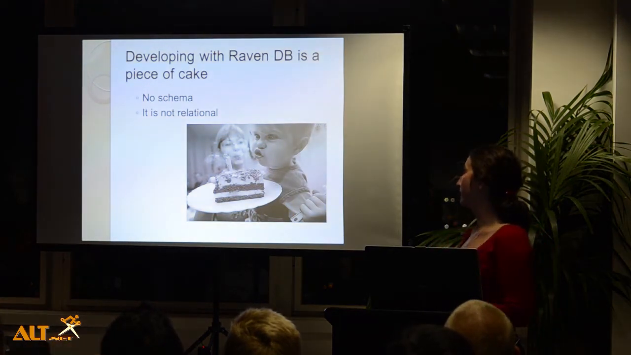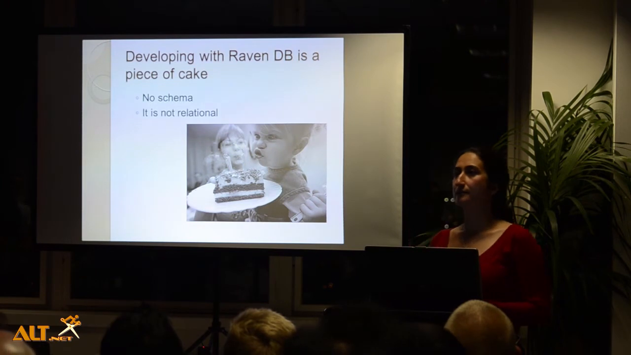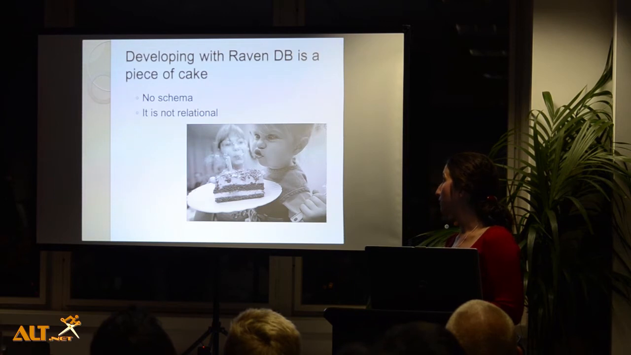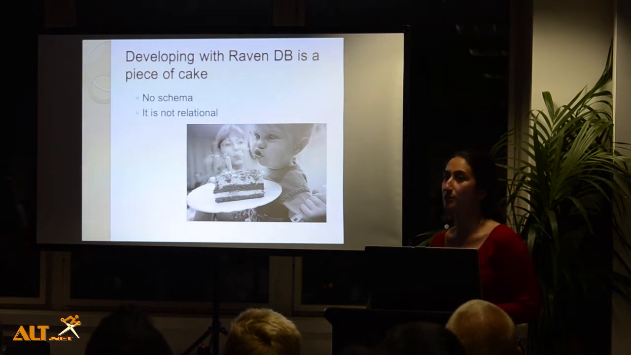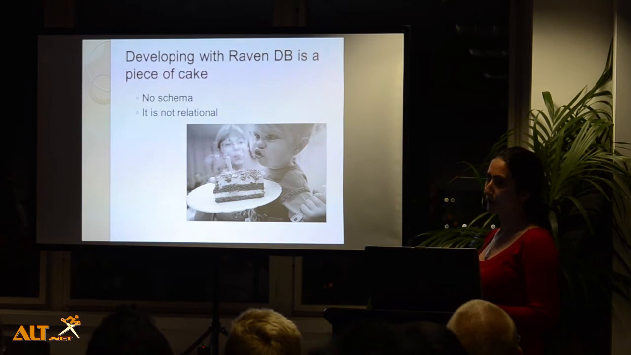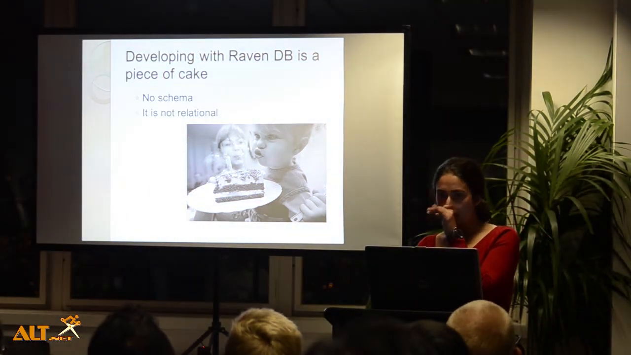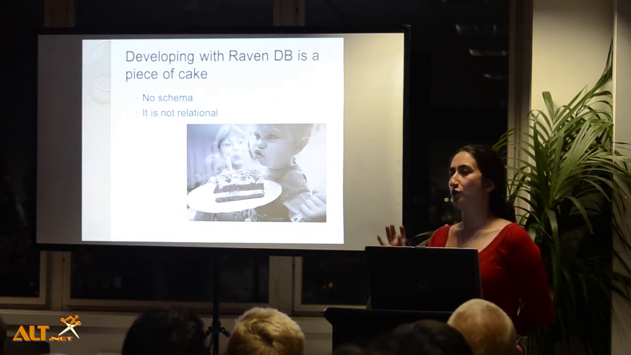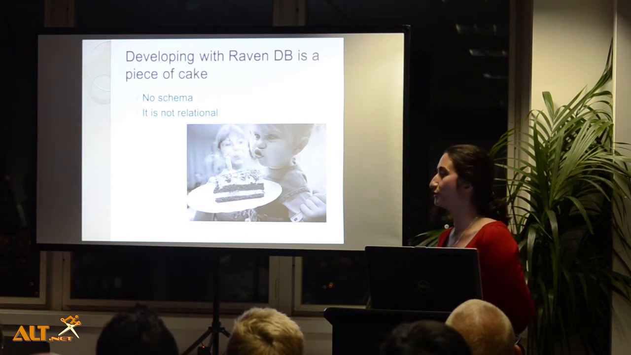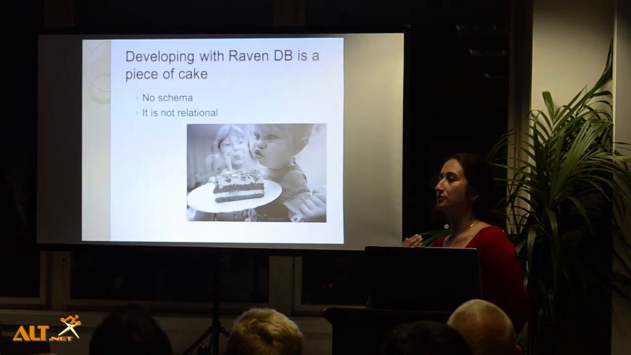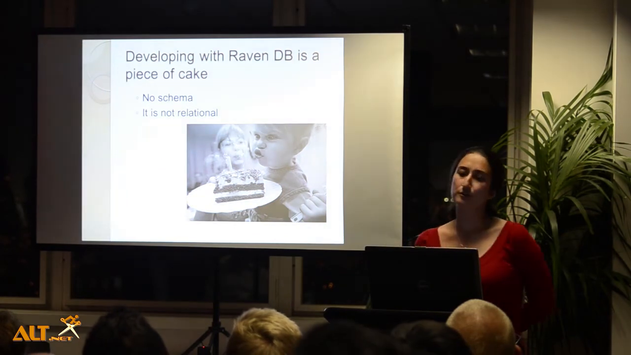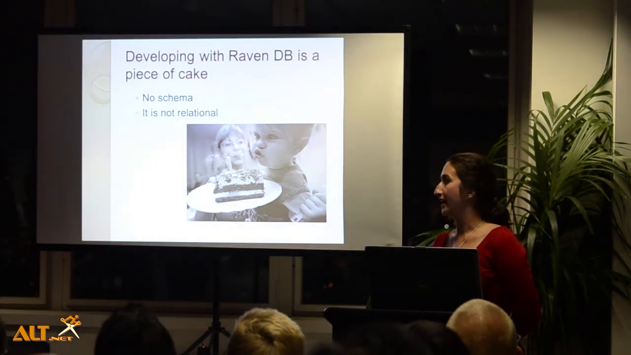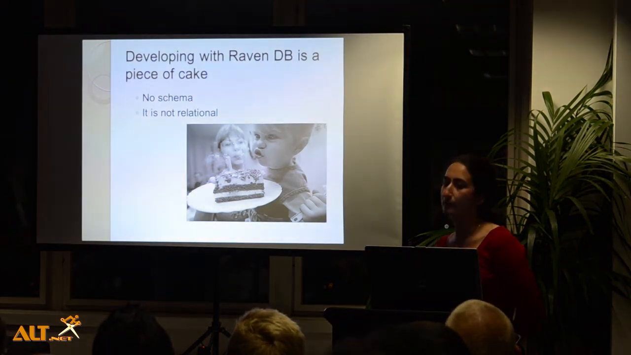I'm going to talk to you about two main important reasons that make it easy to develop with RavenDB: one is there is no schema, and the other is it's not a relational database. Having no schema makes a developer able to just focus on the model, because we want to do DDD. We don't want to worry about persistence. I just want to focus on the model, the business rules, design my entity, and just simply persist it. I don't want to worry about tables.